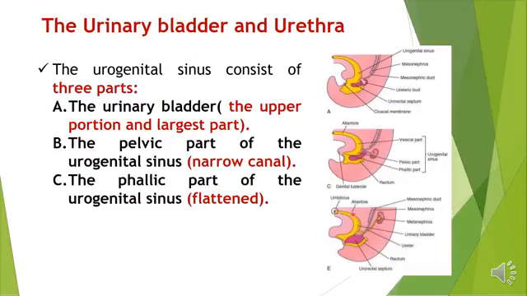Now the urinary bladder and the urethra. The urogenital sinus consists of three parts. First, the urinary bladder, the upper portion and the largest part. Second, the pelvic part of the urogenital sinus, a narrow canal. And third, the phallic part of the urogenital sinus, which is flattened.